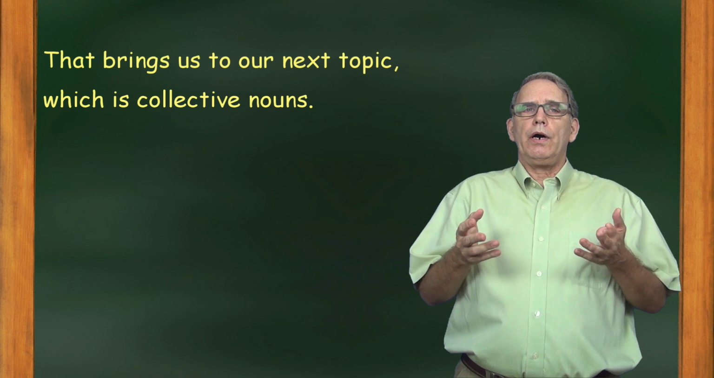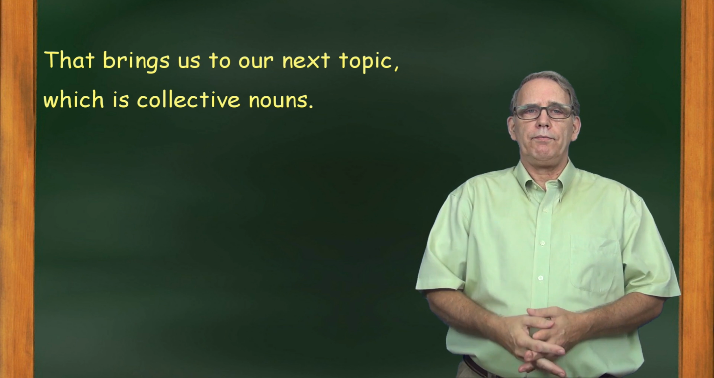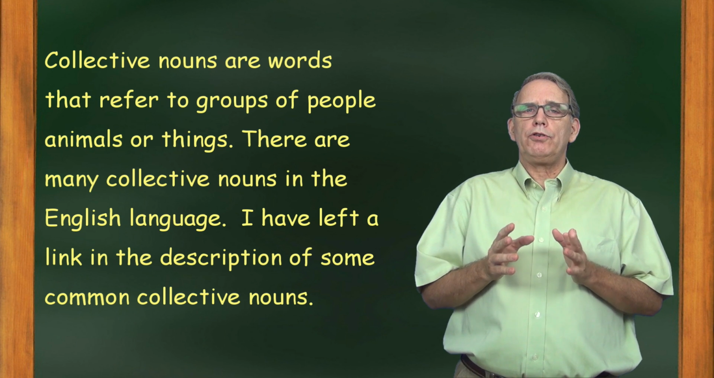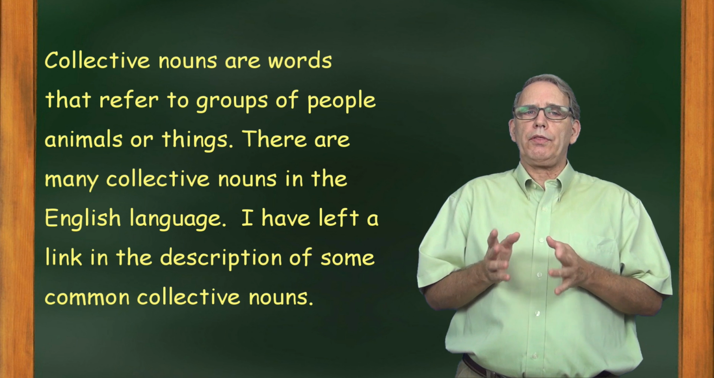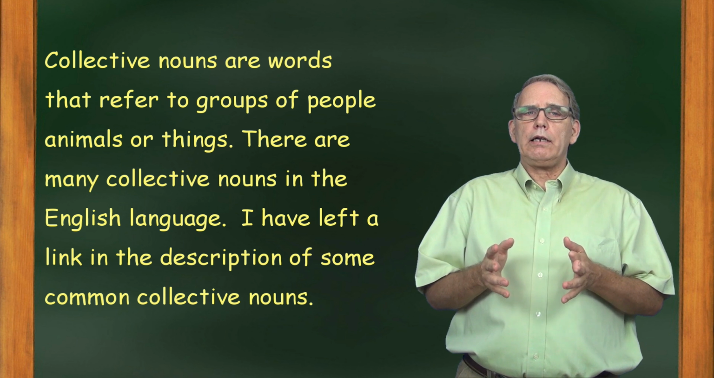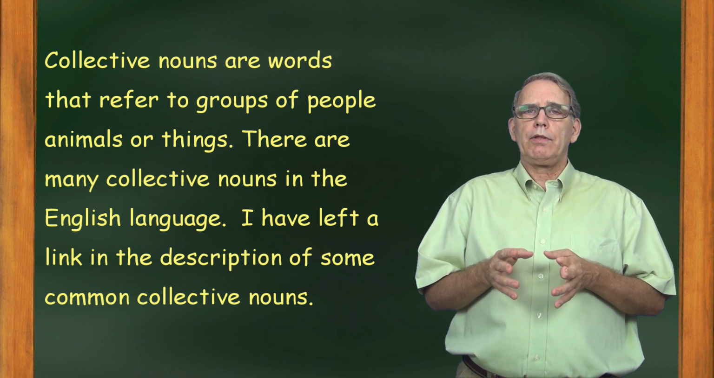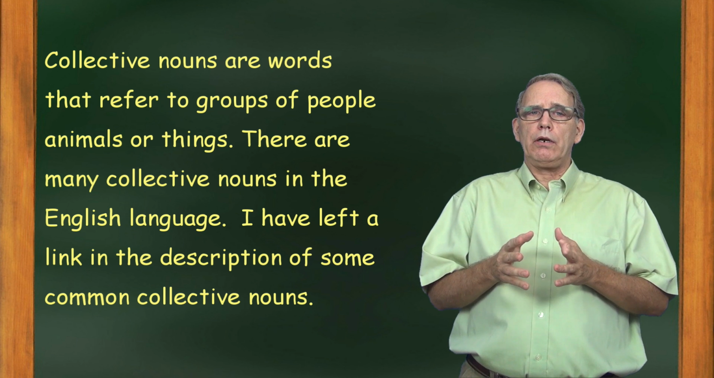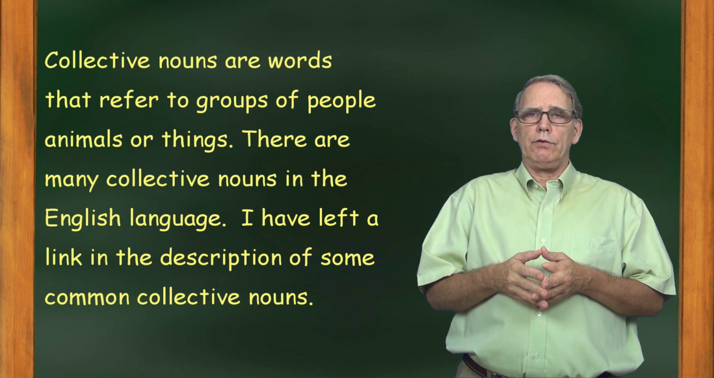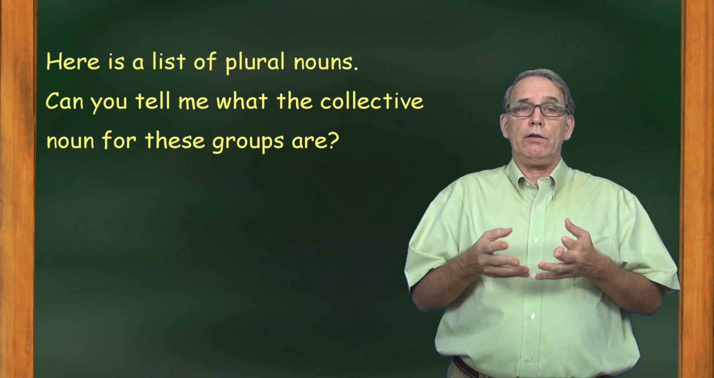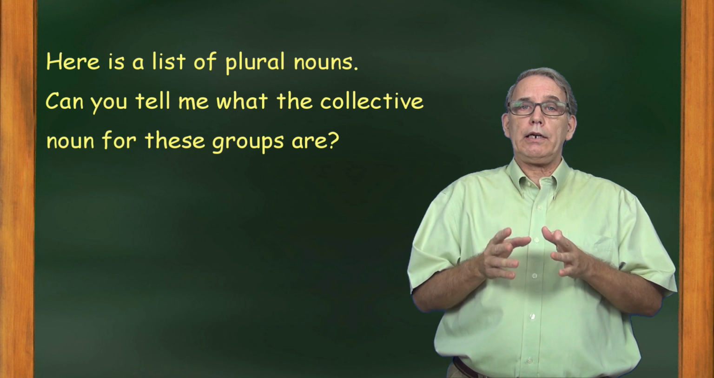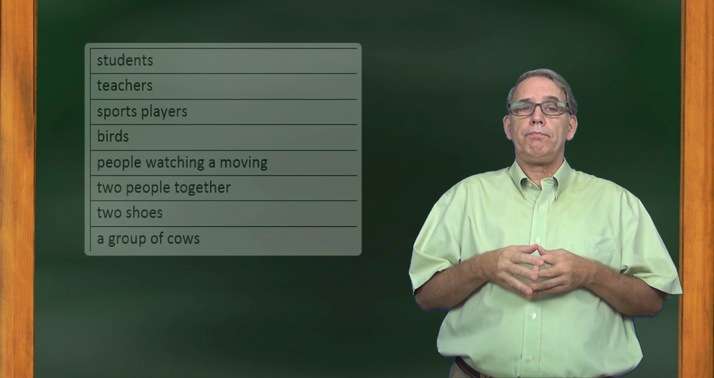That brings us to our next topic, which is collective nouns. Collective nouns are words that refer to groups of people, animals, or things. There are many collective nouns in the English language. I've left a link in the description of some common collective nouns. Here's a list of plural nouns. Can you tell me what the collective noun for these groups are?